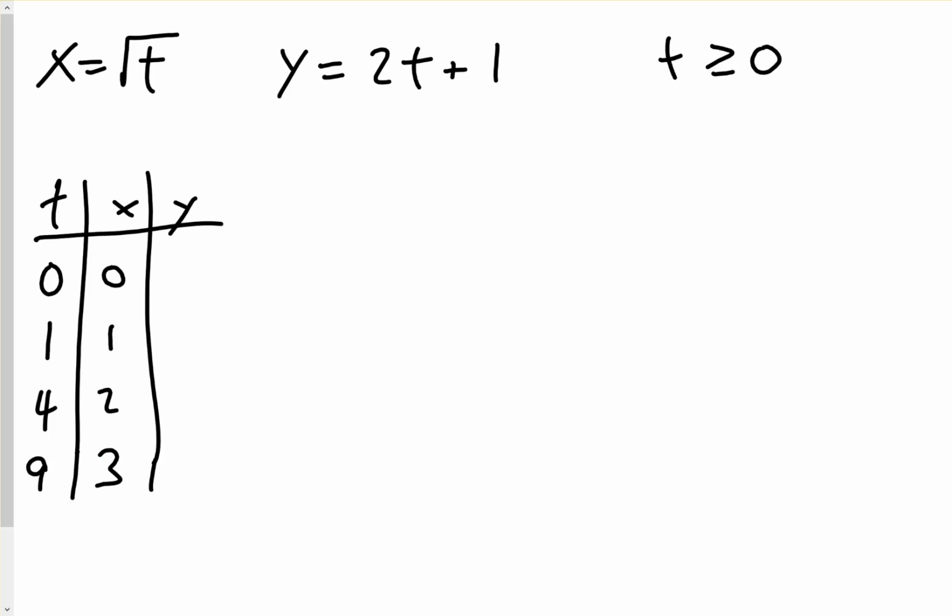Okay, for my y, it's 2t plus 1. So I'm plugging in t again. 2 times 0 is 0, plus 1 is 1. 2 times 1 is 2, plus 1 is 3. 2 times 4 is 8, plus 1 is 9. And 2 times 9 is 18, plus 1, 19. Okay, so let's sketch the graph of this.